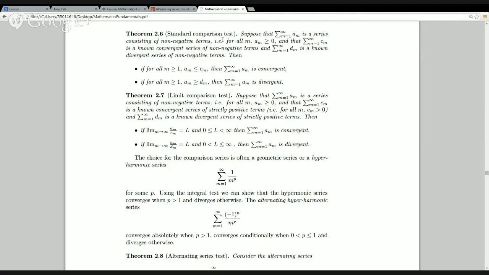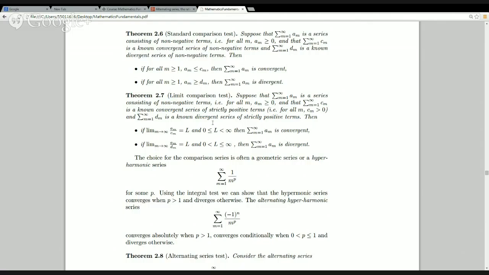The comparisons can be made in one of two ways: either by using an inequality and showing that the terms of your series are less than or bigger than the terms of the known series. It's a less than inequality for trying to prove convergence and a greater than inequality for trying to prove divergence. That's the kind of comparison you make. So we looked at that last time.